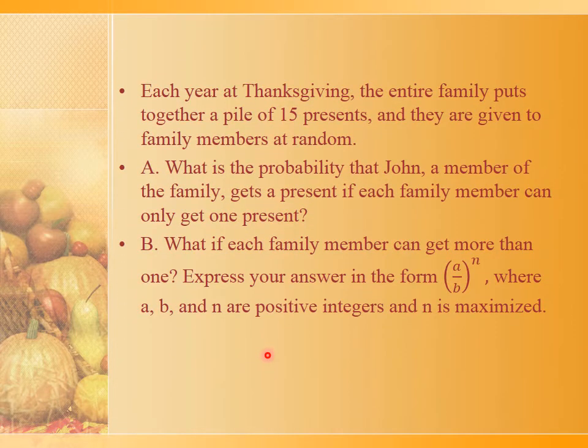The third part. Each year at Thanksgiving, the entire family puts together a pile of 15 presents, and they are given to family members at random. What is the probability that John, a member of the family, gets a present if each family member can only get 1 present? And part B: what if each family member can get more than 1 present? Express your answer in the form a over b to the nth power, where a, b, and n are positive integers and n is maximized.